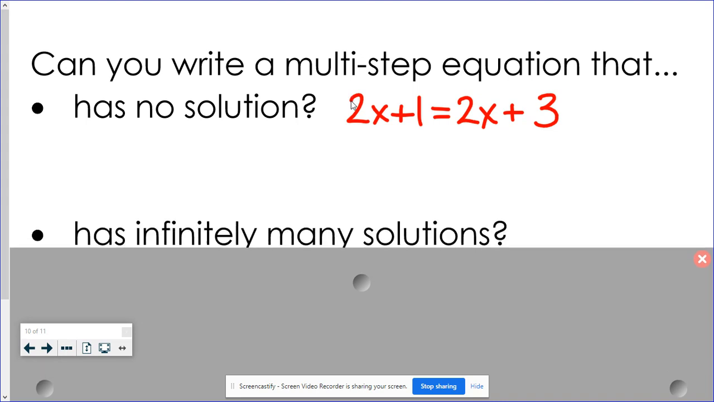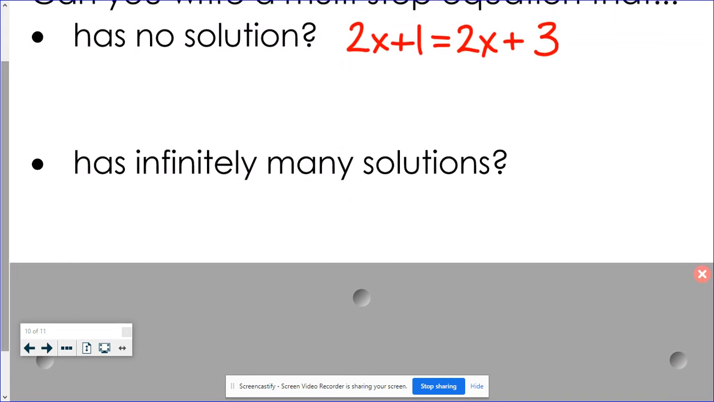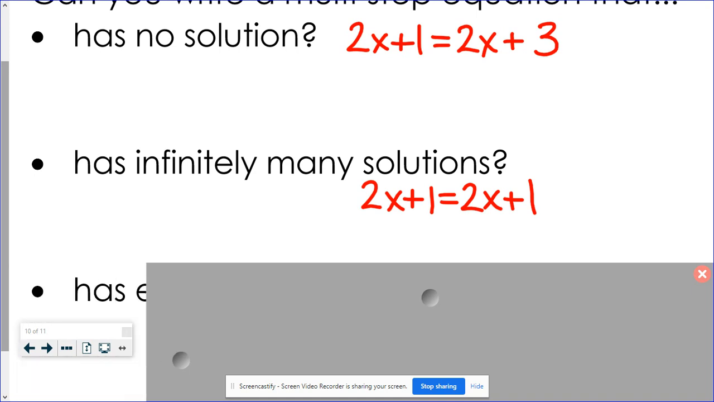That's a no solution. If I want infinitely many solutions, that just means it's exactly the same. You don't have to get fancy. You don't have to write a really big, long problem and see if you can get stuff to cancel out. You can just write something like 2x plus 1 equals 2x plus 1. That will give me infinitely many solutions because it's exactly the same on both sides.